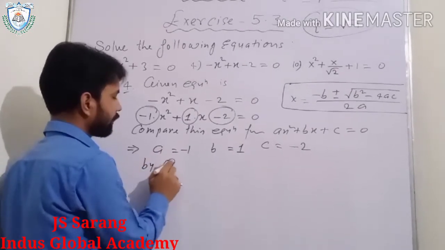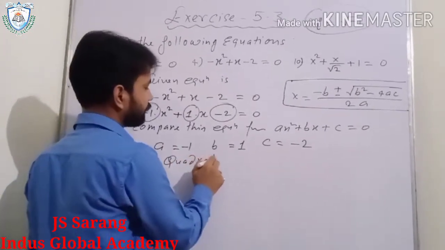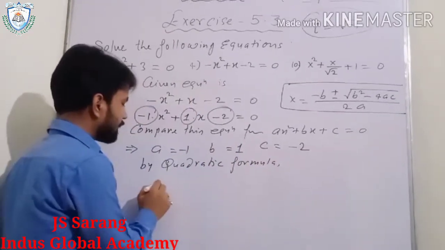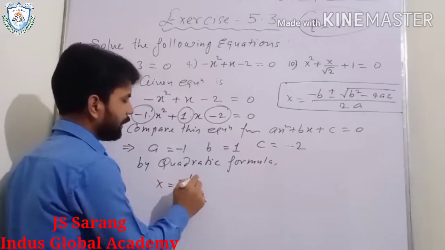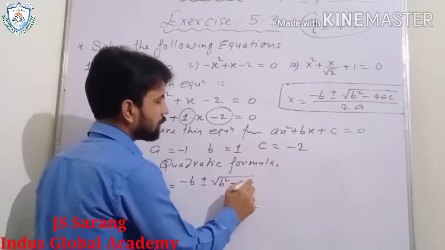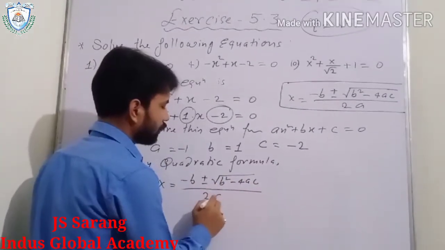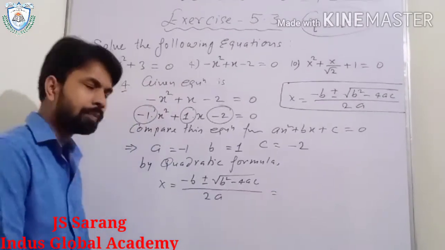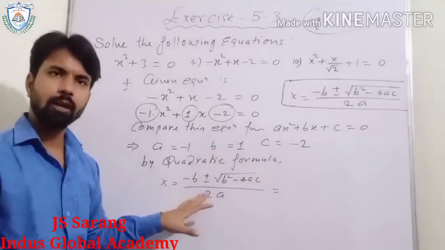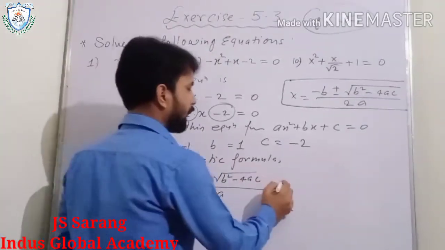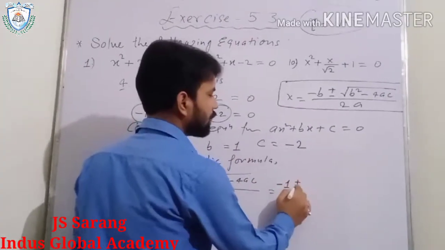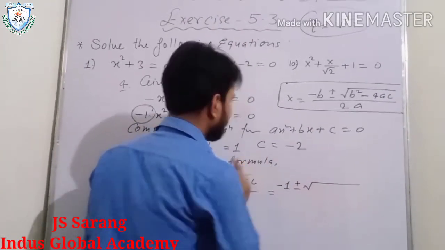So by quadratic formula. Quadratic formula is x equal to minus b plus minus under root b square minus 4ac upon 2a. Clear? Now we will substitute the values of a, b and c in this formula. So minus b, minus and b. B is how much? That is 1, plus minus under root b square.